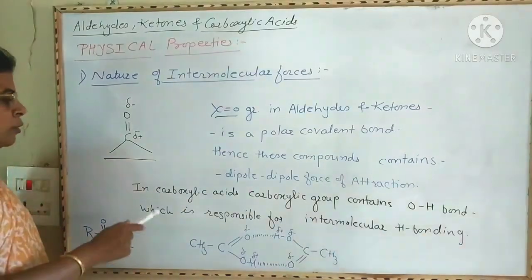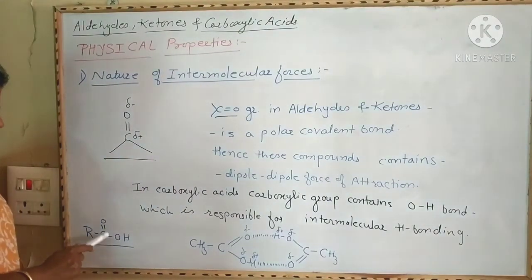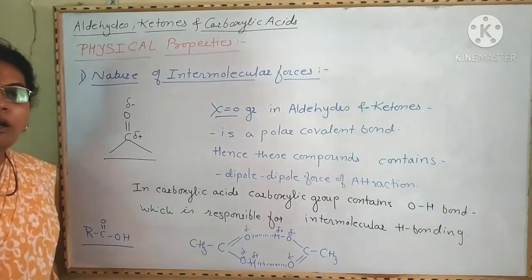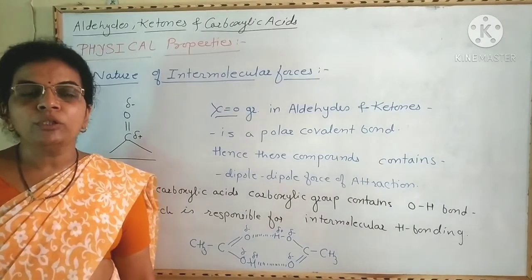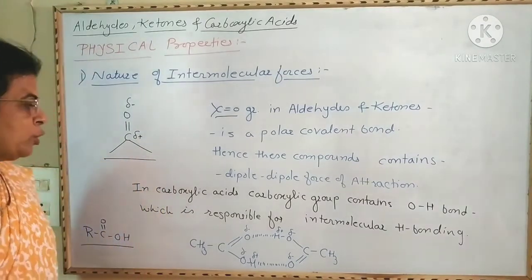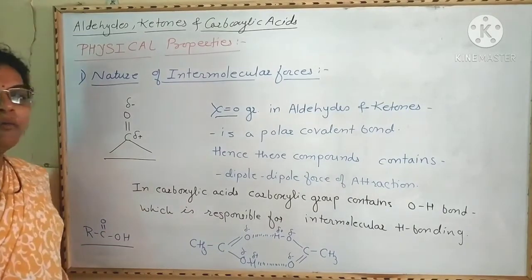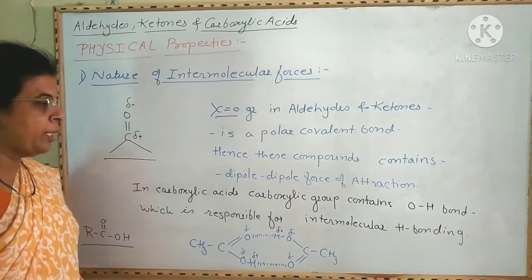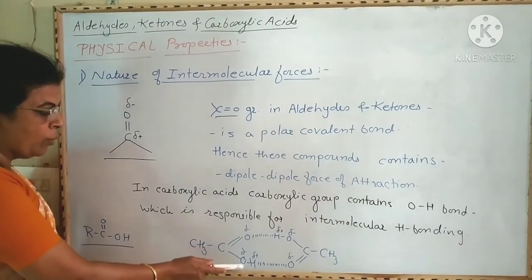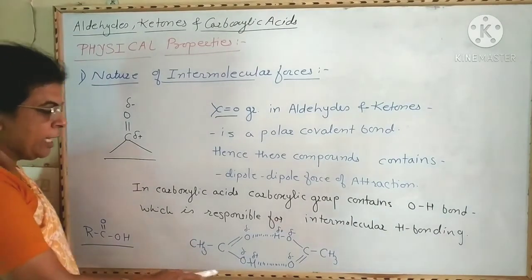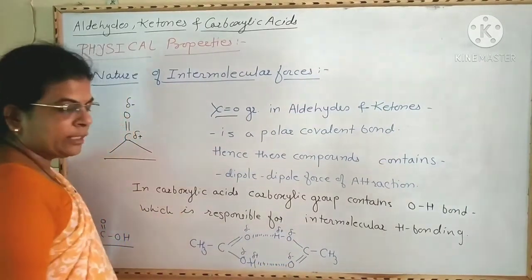In case of carboxylic acid, we know that the functional group of carboxylic acid is COOH. That is, along with the carbonyl group in carboxylic acid there is presence of a hydroxy or OH group. Therefore, there is presence of intermolecular hydrogen bonding. Look here, this is CH3COOH, one acetic acid, and this is CH3COOH, second molecule of acetic acid.